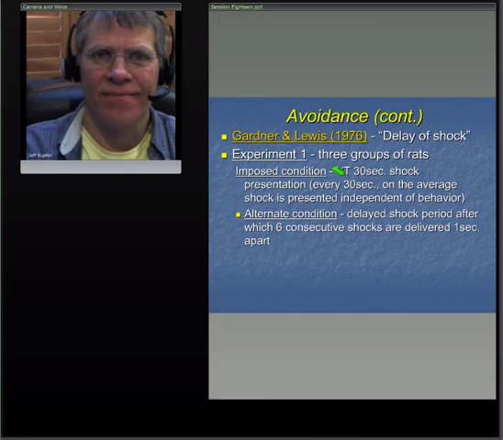Shocks are delivered on this kind of schedule, this VT schedule, which is sort of similar to the superstition experiment that we talked about with Skinner, in which he placed pigeons in a chamber, and every 15 seconds, regardless of what the pigeon did, food was delivered. That was called an FT 15 seconds, fixed time. Fixed time schedules, and this one is actually VT, variable time, are called response-independent schedules of reinforcement.